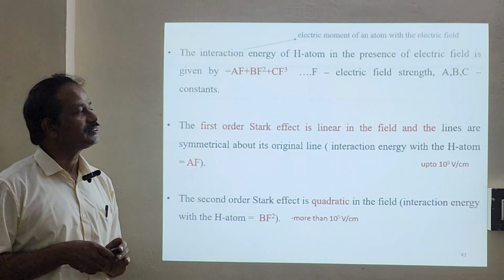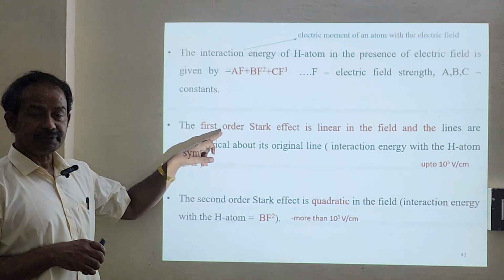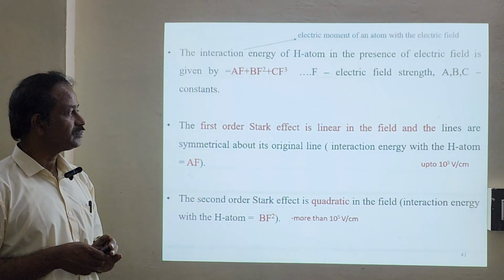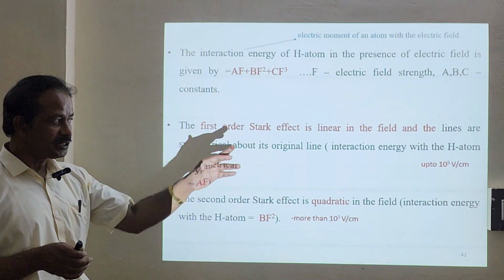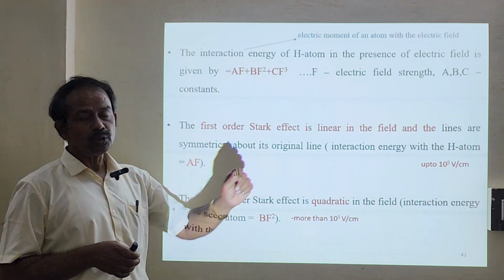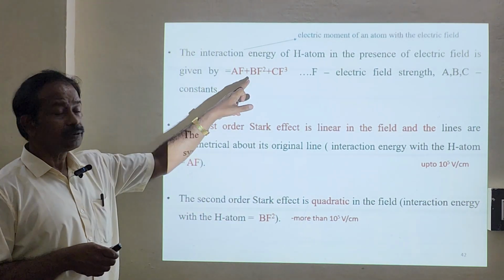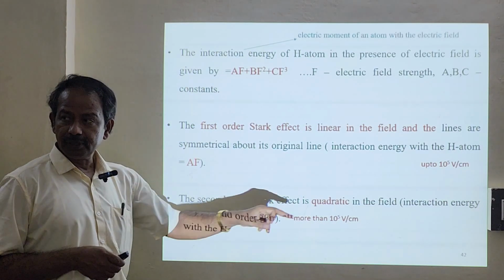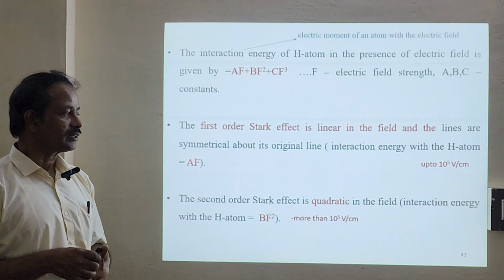Suppose the electric field strength is less than 10 to the power 5 volt per centimeter, then the effect is nothing but the linear effect, which we call the first order Stark effect. That will be linear, depending on the electric field strength. If it is more than 10 to the power 5 volt per centimeter, we have to include the other terms, and then we call this the quadratic Stark effect. The second order Stark effect is quadratic.